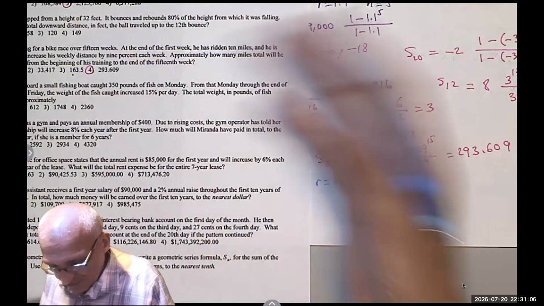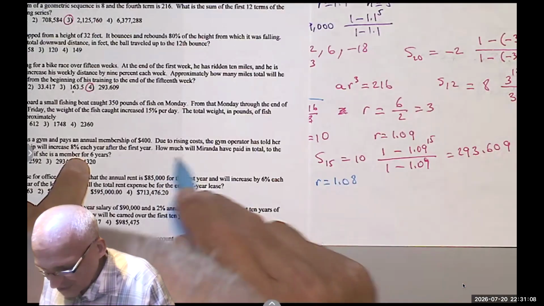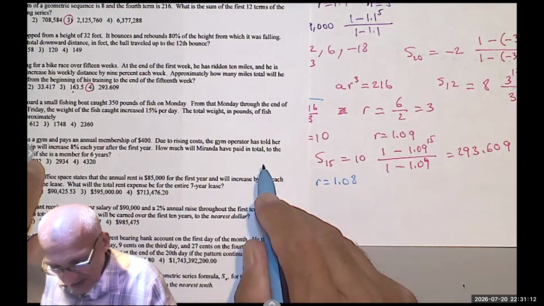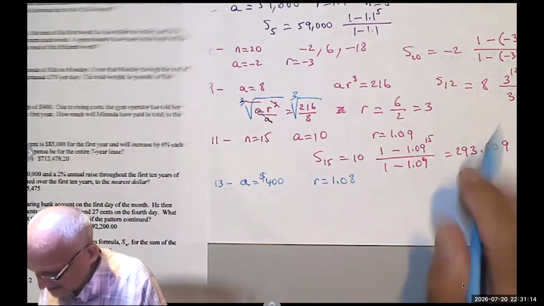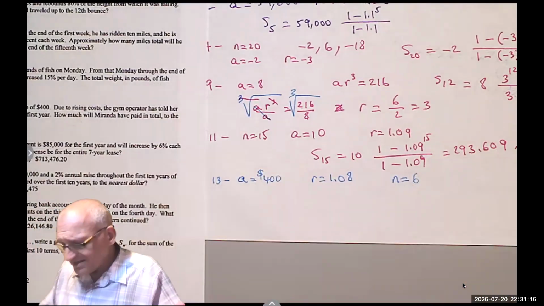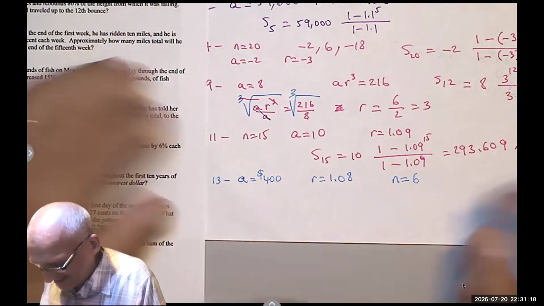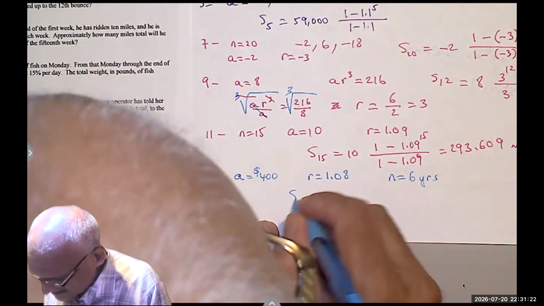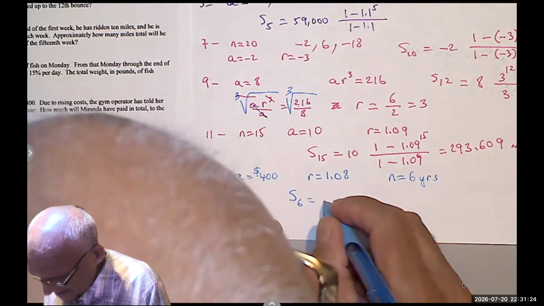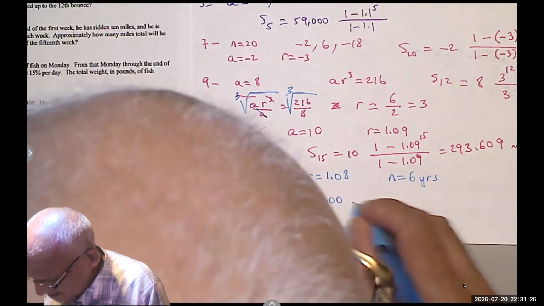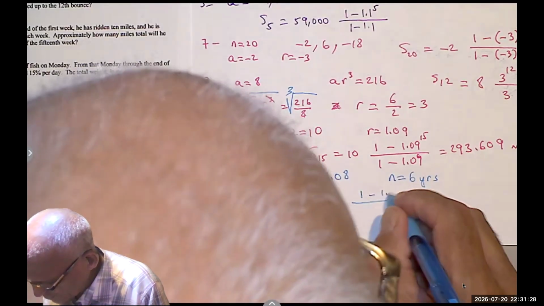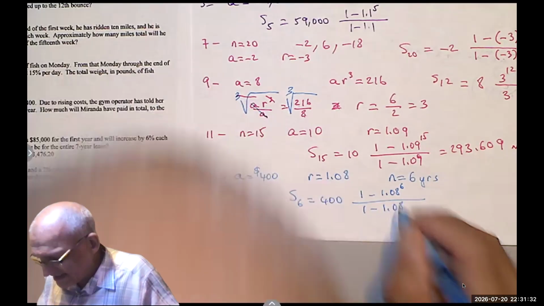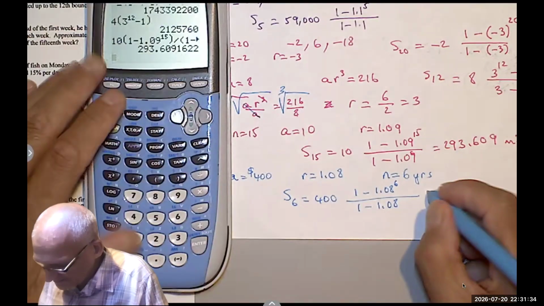Okay, but all of these, of course, are increasing. How much will Miranda have paid in total to the nearest dollar if she is a member for 6 years? Guys, it's the same all over again. Okay, so S6 is 400 times 1 minus 1.08 to the 6th power over 1 minus 1.08, to the nearest dollar.